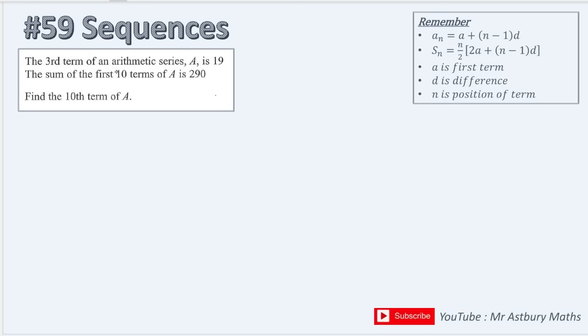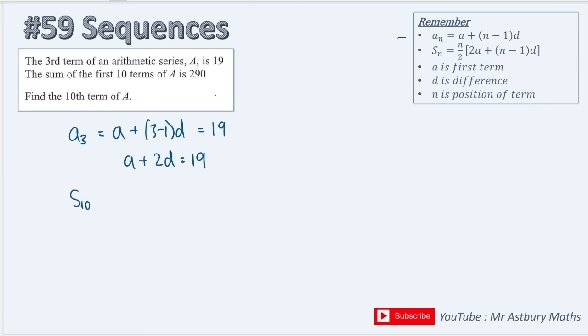So I'm told the third term of the series is 19. So I can use this first formula, and that tells me that a of the third position is equal to the first term a plus n is 3, so 3 minus 1, times by d, and that's equal to 19. So I can simplify this and write that a plus 2d is equal to 19. Great, that's one equation.